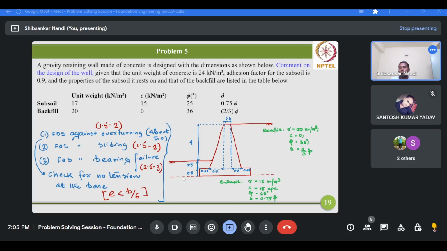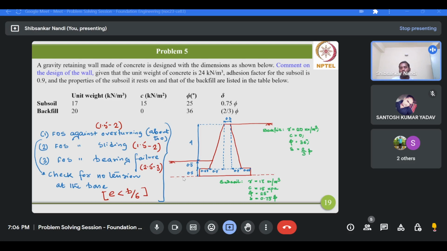So in that case also we have to modify the width of the base, that we will see in the next session. Okay. However, tension at the base is not desired or recommended. We should always try to avoid this type of tension at the base, and this tension will arise only when the eccentricity of the loading is greater than B by 6. Okay, so these are the 4 conditions that we should check before commenting on the design of the wall.